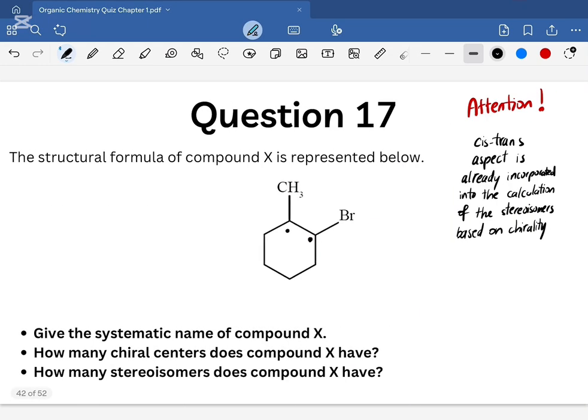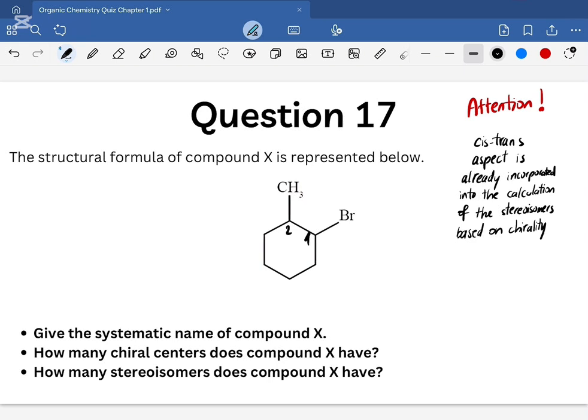Now for question 17, the structure formula of compound X is represented below. Give the systematic name of compound X. So first I need to number the substituents. I'm going to start with bromine. Bromine is prioritized first.